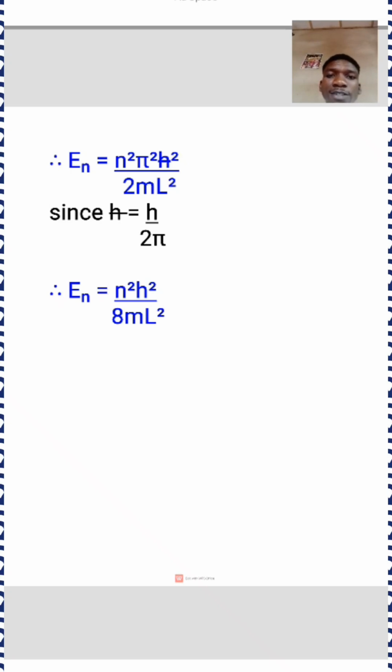Recall that since ħ is equal to h/2π, you can also have the expression to be En is equal to n²h²/8mL².